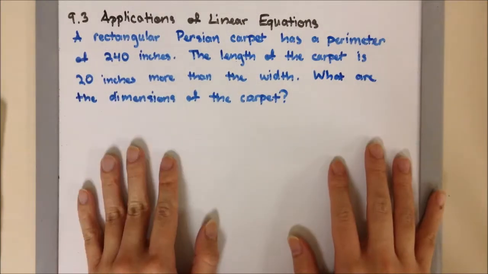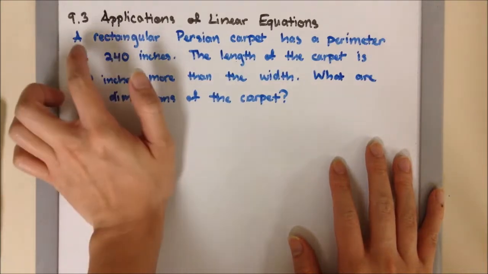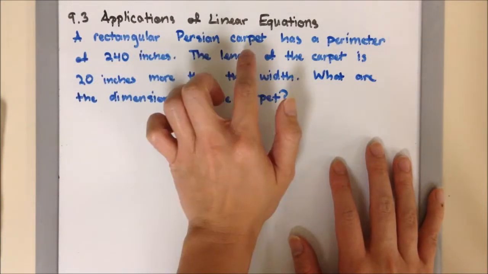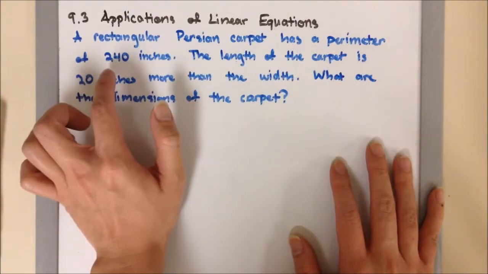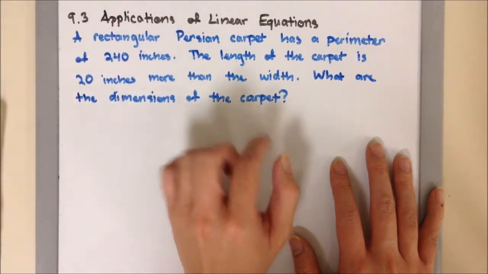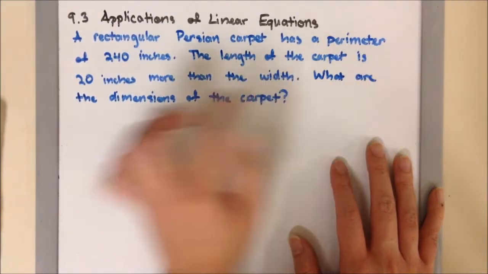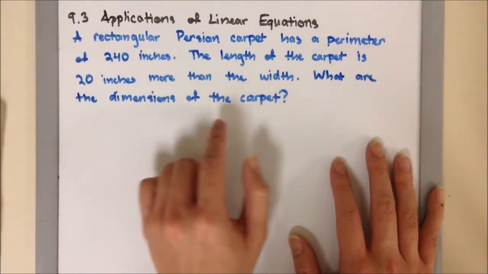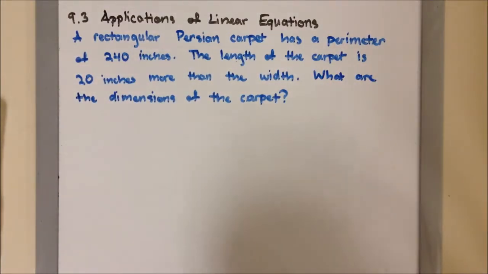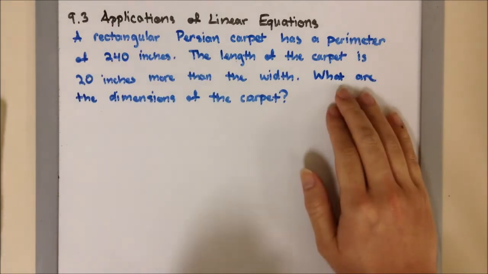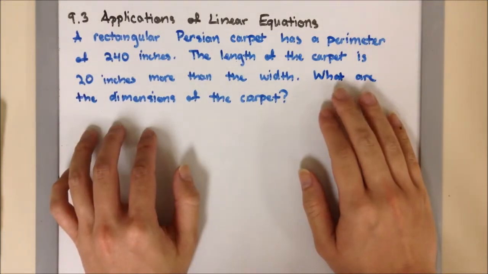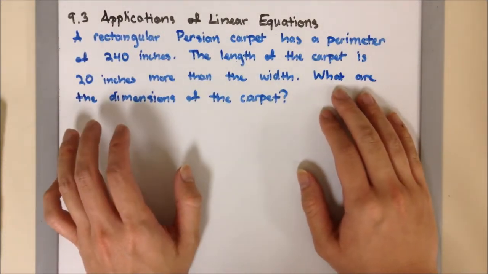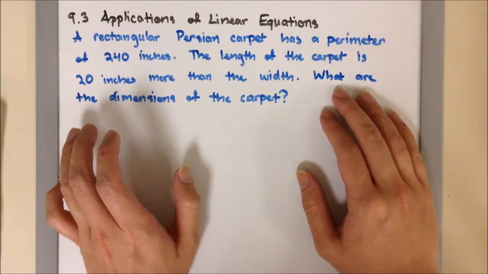So our first word problem stated, a rectangular Persian carpet has a perimeter of 240 inches. The length of the carpet is 20 inches more than the width. What are the dimensions of the carpet? So the question is asking what are the dimensions of the carpet, meaning find the length and find the width.